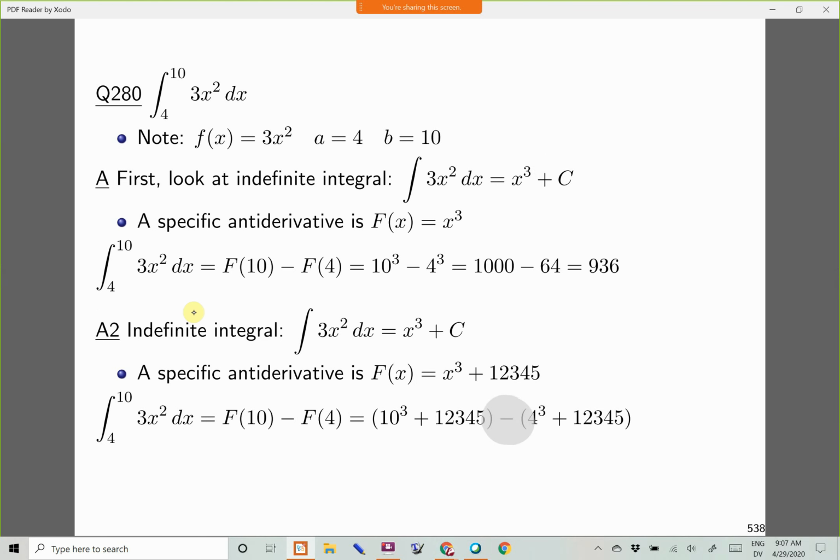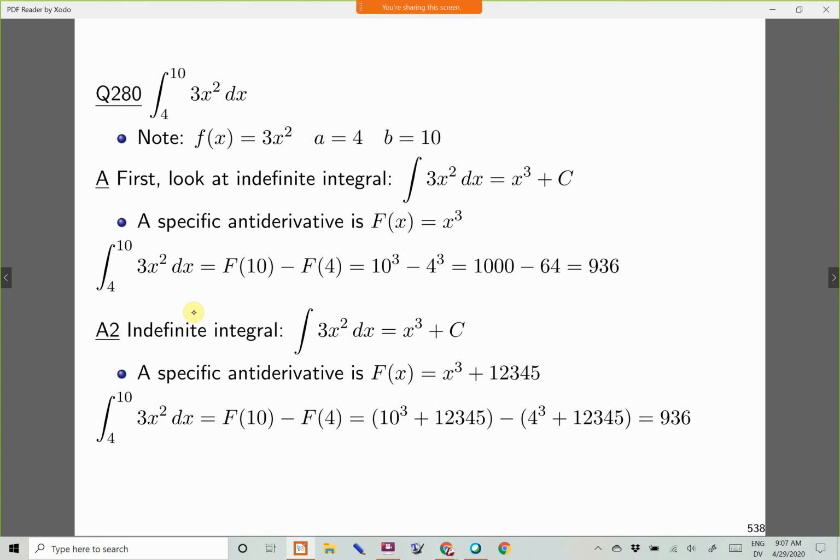If you distribute this minus, you have a plus 1, 2, 3, 4, 5 and a minus 1, 2, 3, 4, 5. They cancel each other out to a 0 anyway, so you're still left with 10 cubed minus 4 cubed, which is still 936. So this one works technically. The second answer works. It's just more writing because of needing to write 1, 2, 3, 4, 5 these extra times. So it's not worth it, really. I'm just pointing it out because you can do it. It's just the most convenient antiderivative to use to make your capital F.